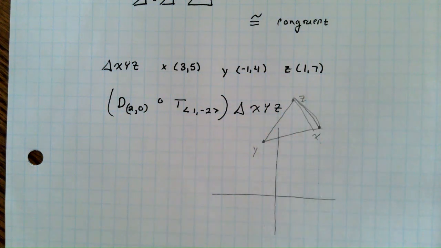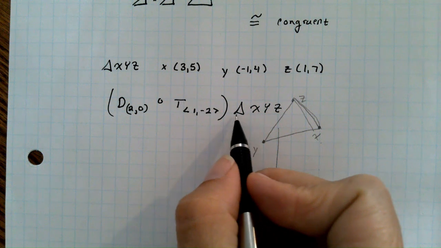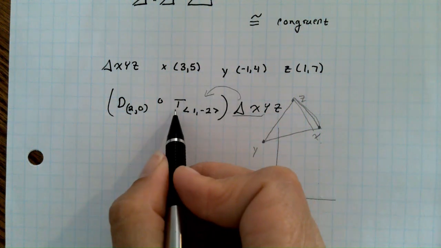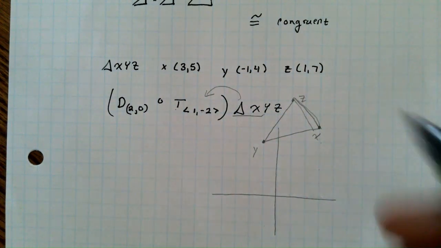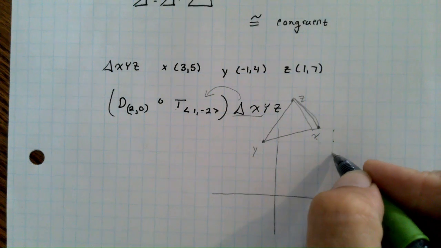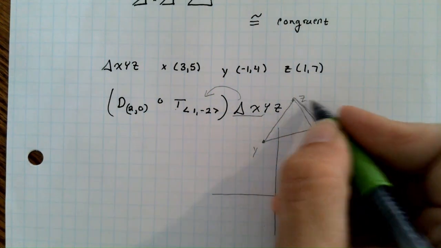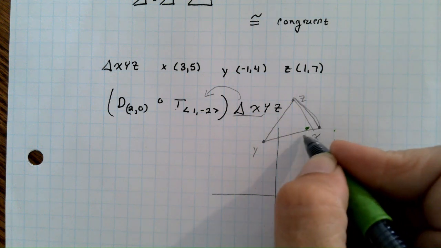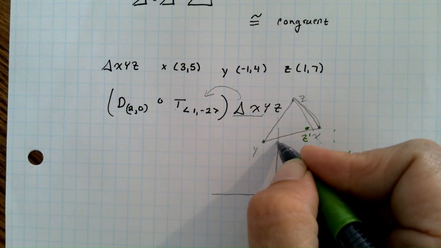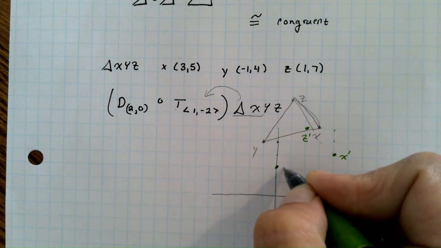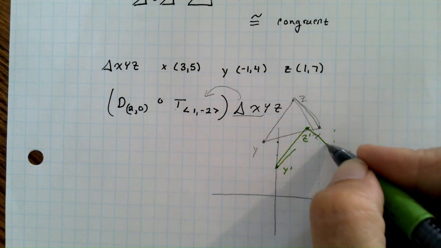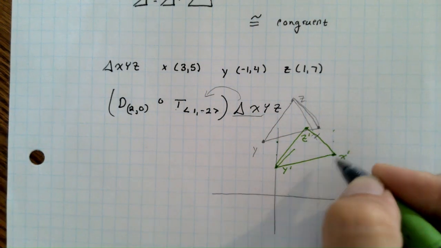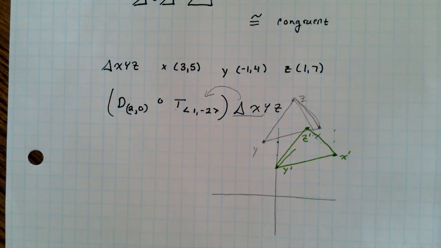I am having an issue with drawing straight lines today. Okay, so we've drawn our XYZ, so now we need to translate it using the vector (1, -2). So right 1, down 2. Right 1, down 2. Right 1, down 2. So that's a congruence transformation because our segments stayed the same size and our angles stay the same. Our angles are always going to stay the same.